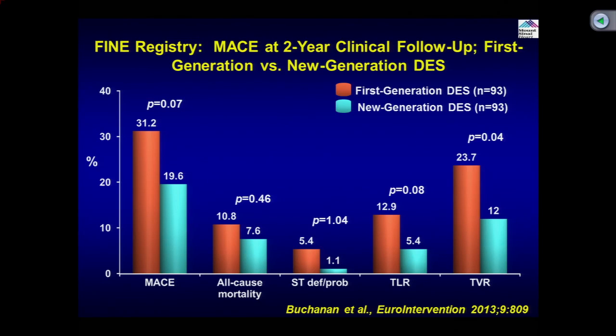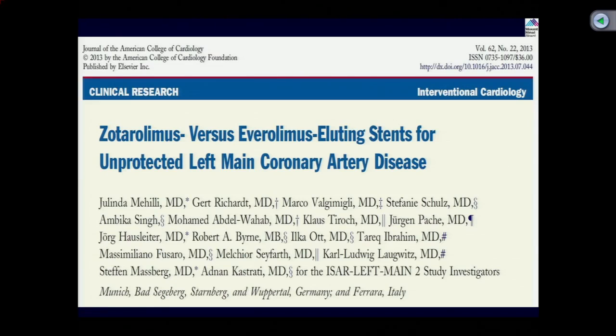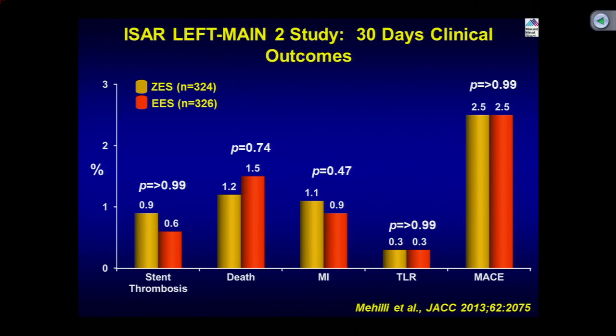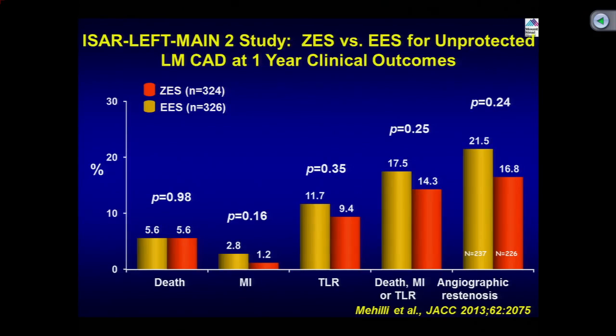Now, the first generation versus the second generation, we all know second-generation, newer-generation stents are better than the first generation. And within the second generation, we have a comparison of the Zotarolimus versus Everolimus stents, the Endeavor or Resolute versus Xience. You can see here that there is no difference in death, MI, TLR or MACE. There is a slight difference in stent thrombosis, about 0.9 versus 0.6%. Angiographically, the Everolimus-eluting stent trended towards lower restenosis compared to ZES, but clinical endpoints of death, MI and TLR were identical, with a slight difference in stent thrombosis.